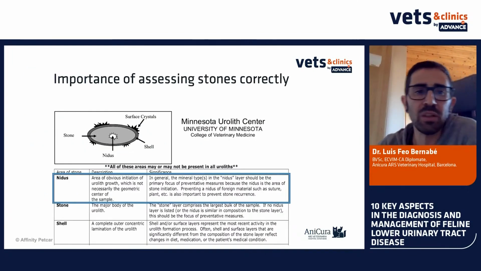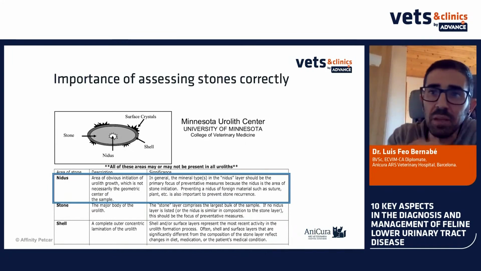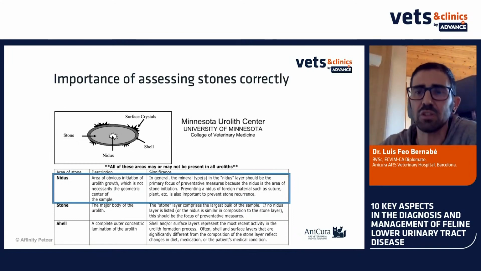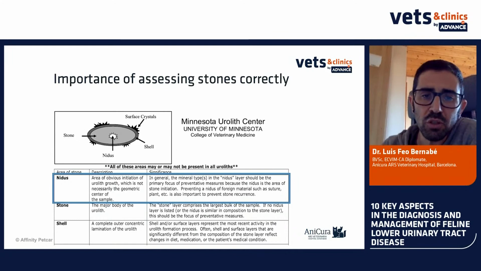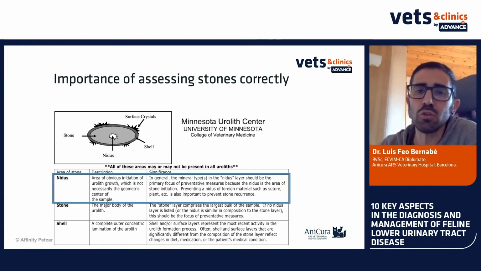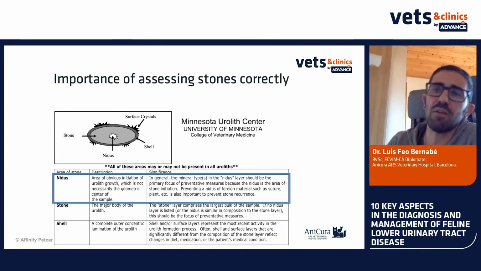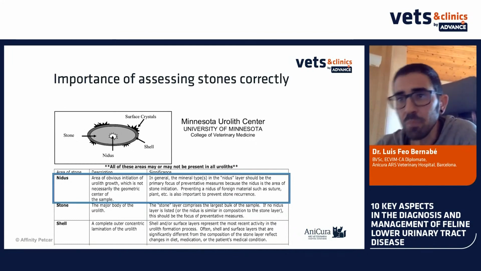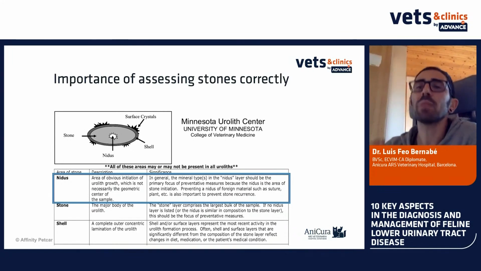And here is the big question: what is the nidus? The nidus is the area, sometimes in the middle and sometimes not exactly in the middle of the stone, of obvious initiation of the urolith growth, which is not necessarily the geometric center of the sample. In general, the nidus layer should be the primary focus of preventive measures because the nidus is the area of stone initiation. So if you have a nidus of struvite and a layer of calcium oxalate, you need to focus your treatment on the nidus.